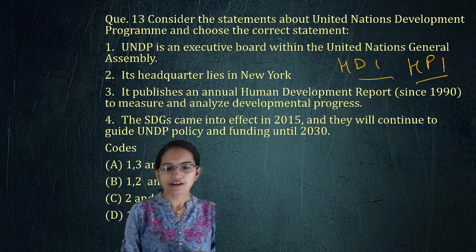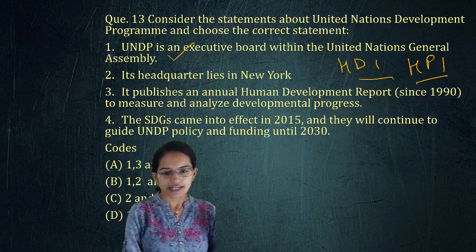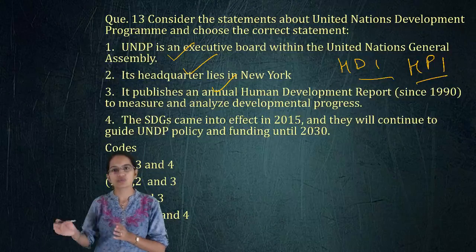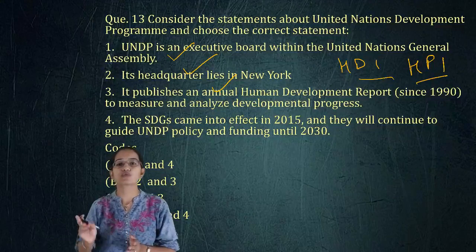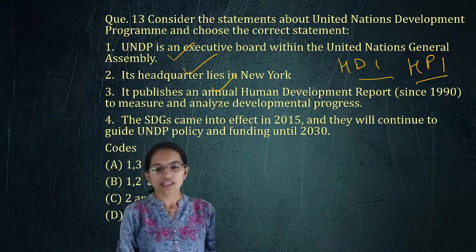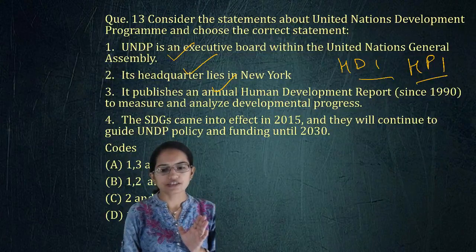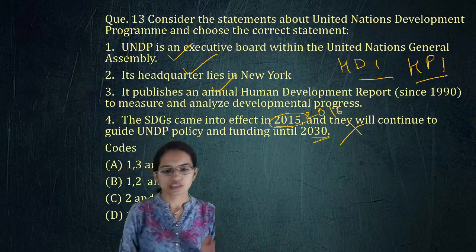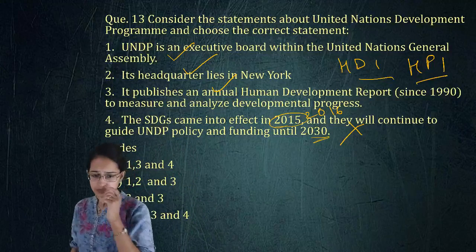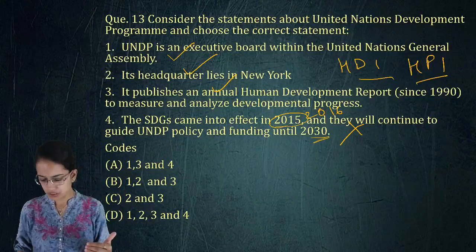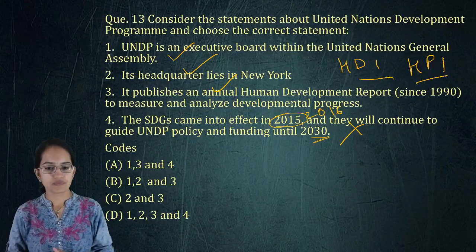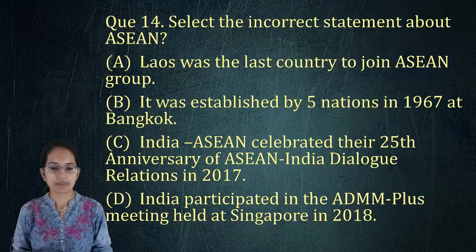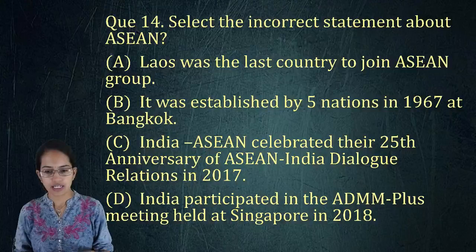So the first, second and third are correct, but the goals were set in 2015, and it came into force only in 2016 with funding till 2030. So it's 2016, not 15. So the fourth option is incorrect. You have the first, second and third options as the correct options. The next question. Which of the following statements is incorrect about ASEAN?